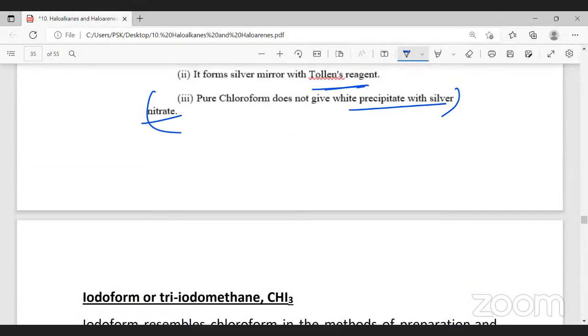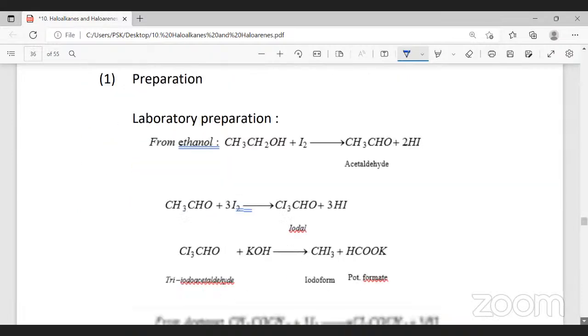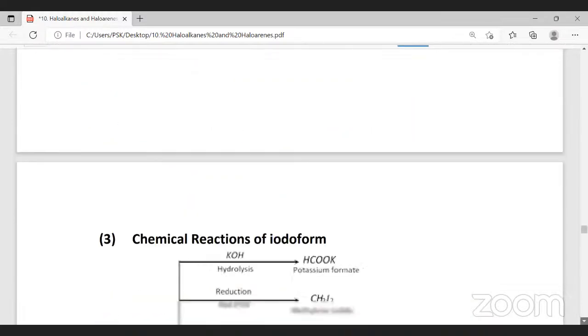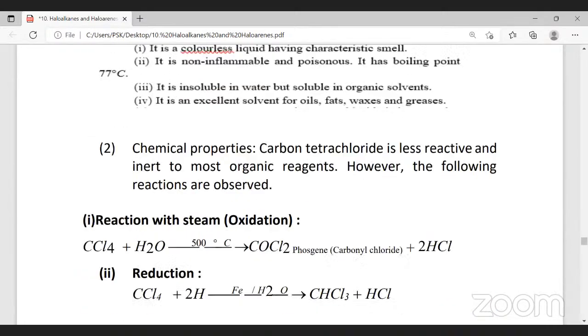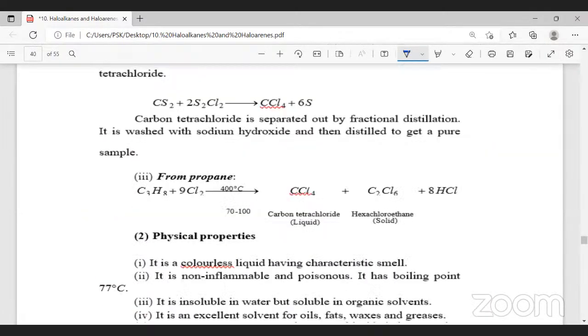So the next is iodoform. The next concept is iodoform. We will learn iodoform, and so much is there, carbon tetrachloride, and also we will learn haloarenes in there.